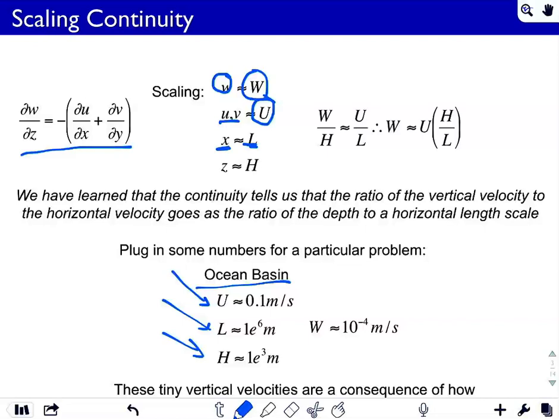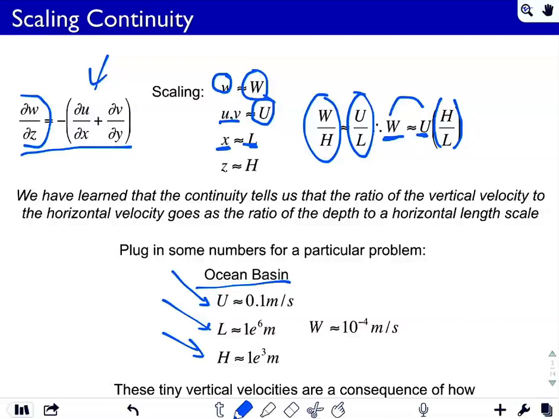By scaling our velocities, we can replace these terms here with our scaled quantities and get a sense of what the size of the scaled quantity is. So partial W, partial Z scales as W over H, and du dx and dv dy both scale as U over L. And so we see here that the scale of the W velocity, the vertical velocity, is equal to the horizontal velocity times this factor, which we call the aspect ratio, the ratio of depth in the ocean to the length scale of interest. So this gives the relation between the vertical and horizontal velocities.